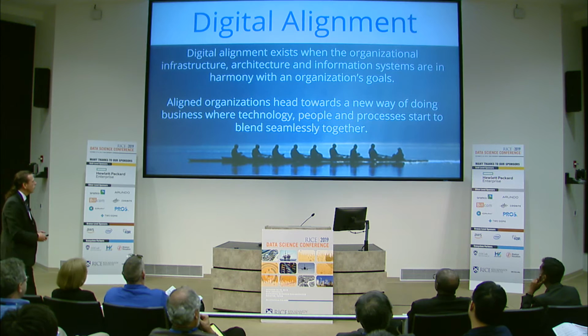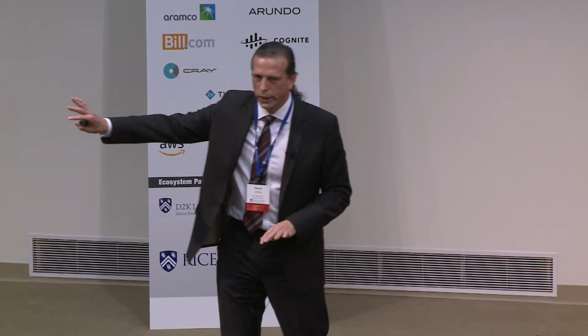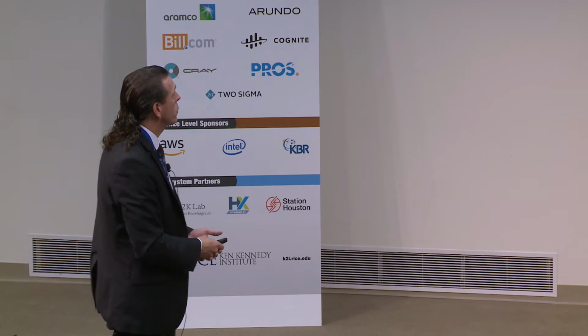And aligned organizations head towards a new way of doing business where technology, people, and process start to blend seamlessly together. Not the administrative desires over here and the researchers over here. It should be one single stride together. Is it possible? And I think that the technologies are coming to allow us to think about it.